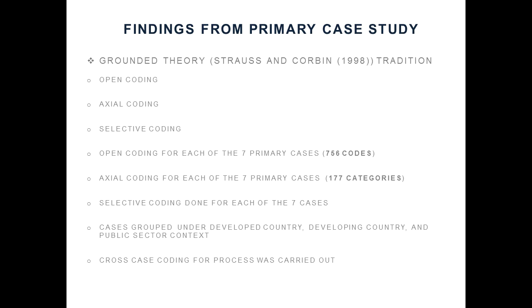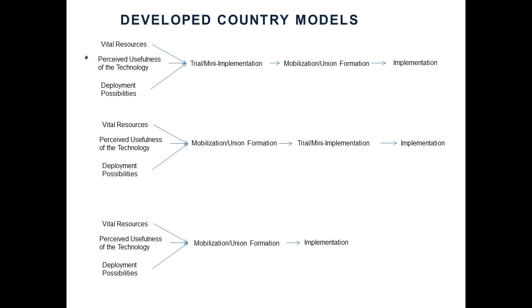So at the end of the day, I was able to follow the processes listed here, and I came out with two sets of models. The first set was the developed country model, where I studied the primary cases in the developed countries and found out what process led to implementation. What causal factors led to actions and interactions, according to Strauss and Corbin, that led to implementation. And these were the plausible models that came out. They are all the same; the difference is just in the middle. But I prefer the first one. I could, of course, explain that later.